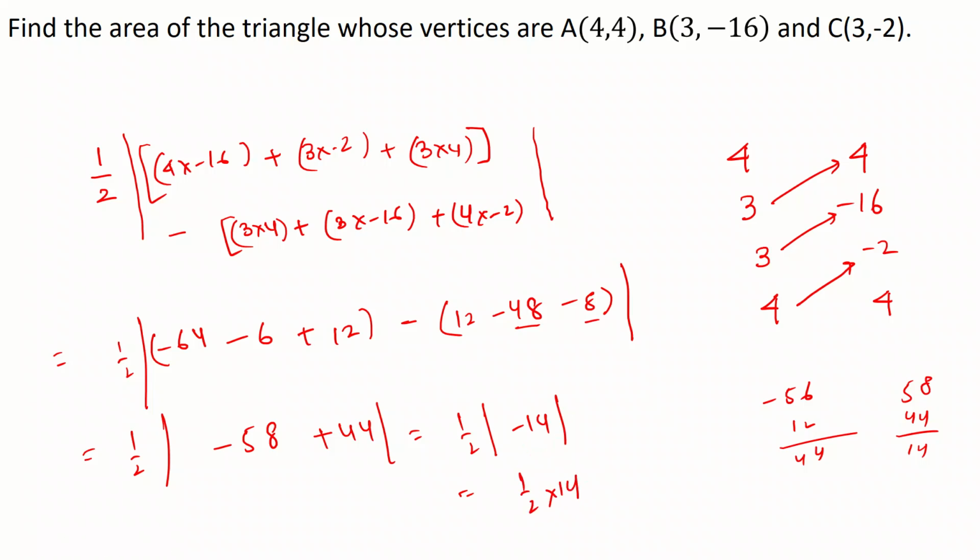If you're getting something positive, it's fine. If you're getting something negative, just make this positive. This is what this modulus means. This modulus means that you have to turn it into a positive number. So this gives me my answer as 7 square units, whatever it is, centimeter square, millimeter square, whatever it is. So this gives me 7 units squared. So this is my answer.